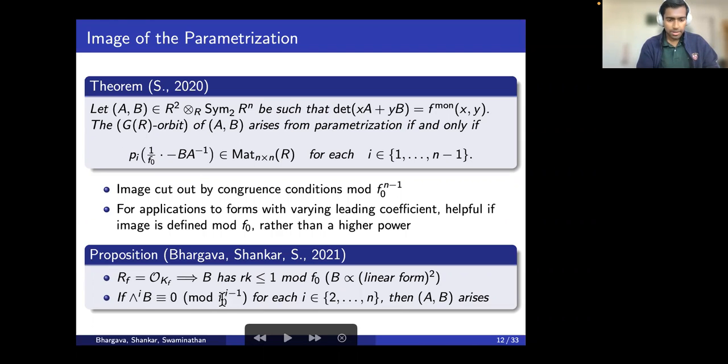Now, these minor conditions look like they're defined modulo large powers of f naught, but they're actually not. They're defined mod f naught, because whether or not these minor conditions are satisfied depends only on the residue class of B mod f naught. That's a funny property of these conditions. So the point is that even if the image of the parametrization is not defined mod f naught, it's pretty closely approximated by a locus that is defined mod f naught. That'll be good enough for our applications later.